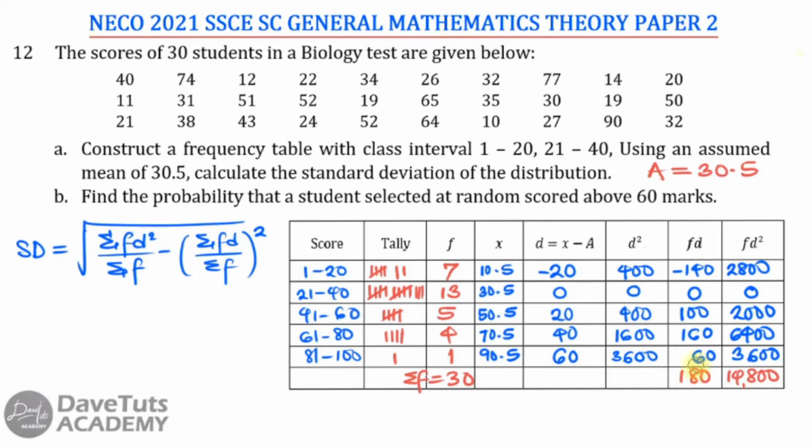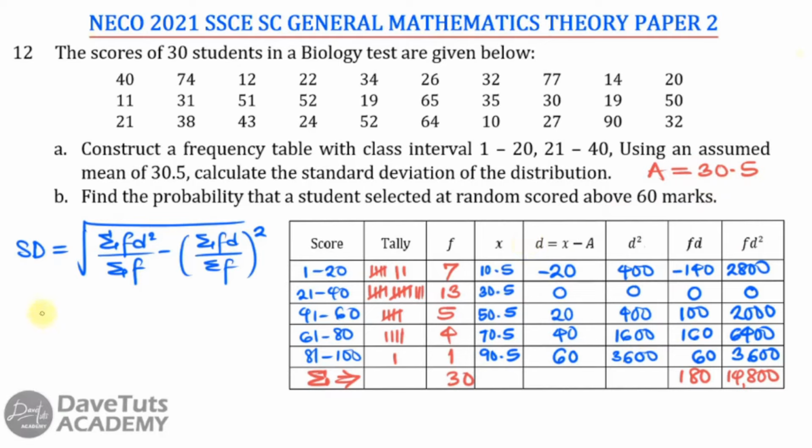So at the base, what I'm having is the summation here. This last row is actually the summation. Summation of F is 30, summation of FD is 180, and the summation of FD square is 14,800. We are using an assumed mean of 30.5. That's how we got all of this.